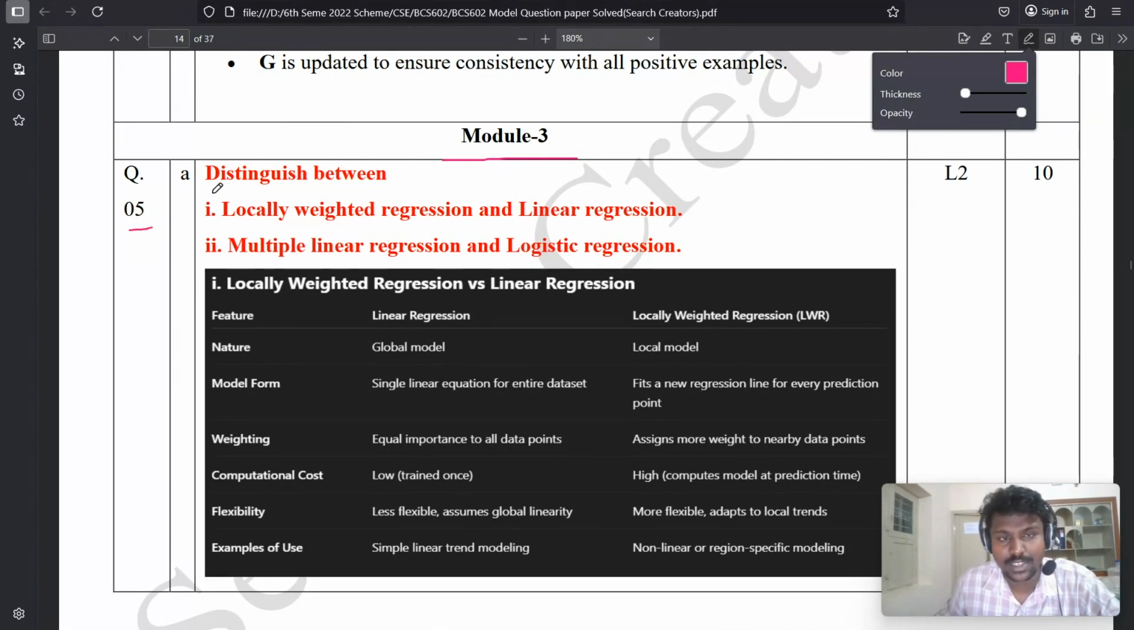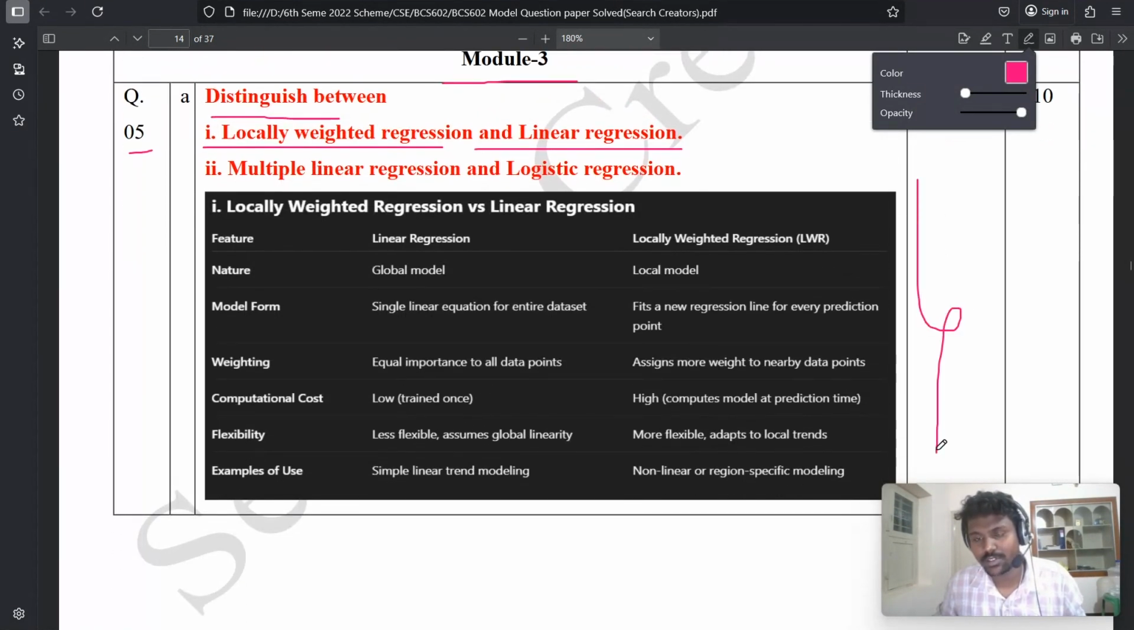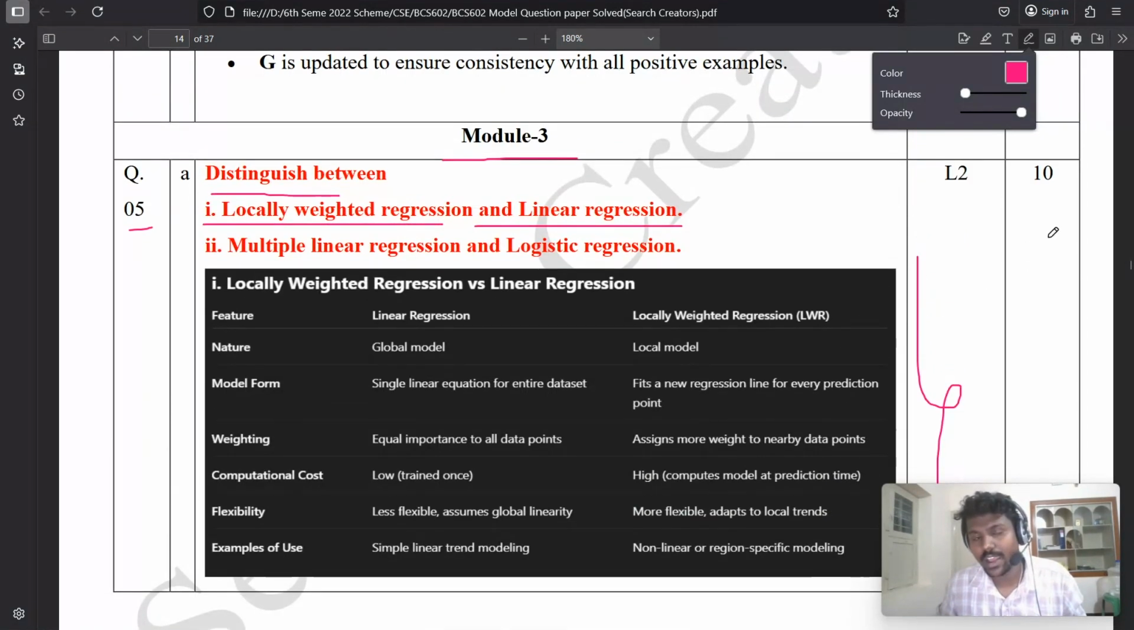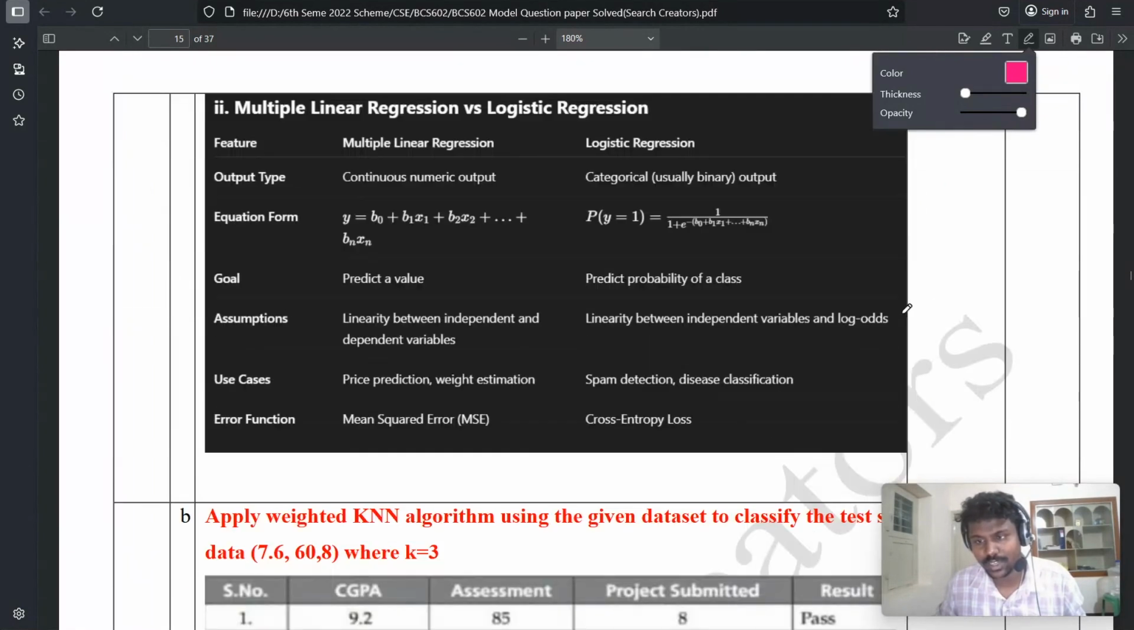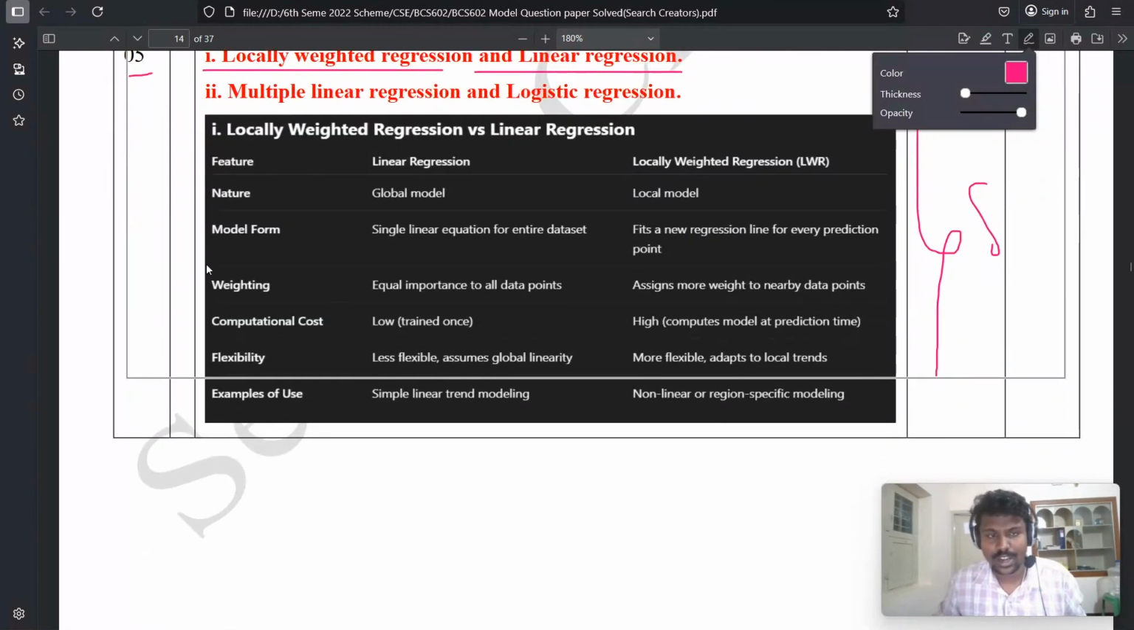The question is: distinguish between locally weighted regression and linear regression. So you can write like this only, then they give the marks. For this question they allocated 10 marks: 5 marks for this one and 5 marks for the other, so both add up to 10 marks. You can write up to this type only.